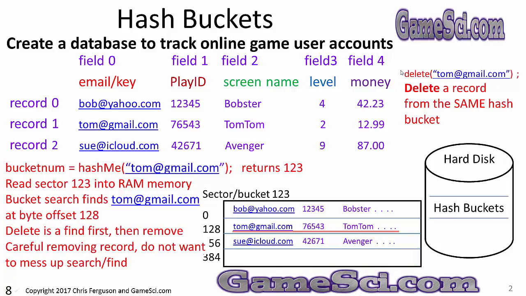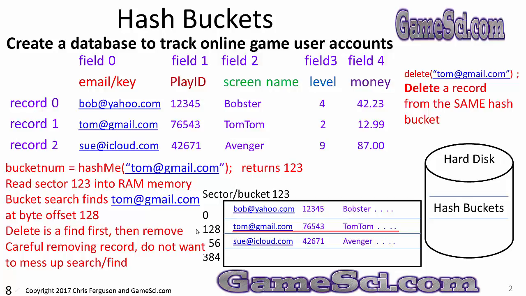Let's do a delete operation. Let's delete tom@gmail.com. Delete a record from this same hash bucket that we've been working on. Bucket number equals hash of tom@gmail.com, which returns 123. We're going to read sector 123 into RAM memory. We'll do our linear search for tom@gmail.com and find it at byte offset 128.